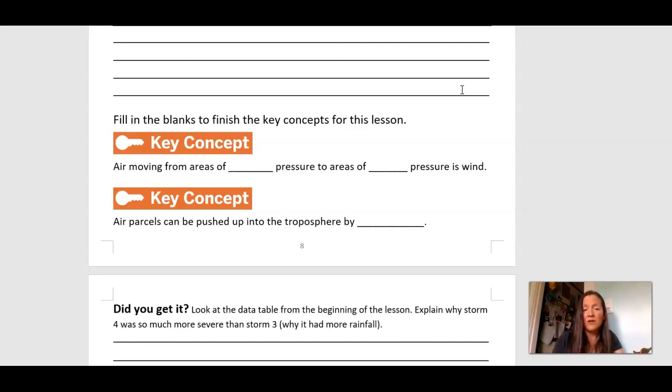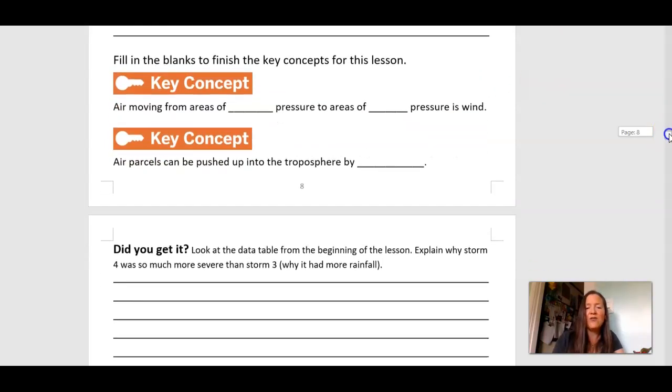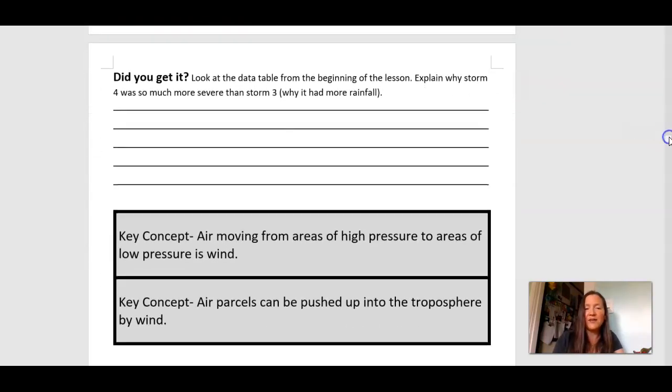The air moving from areas of blank pressure to areas of blank pressure is wind. So you think you can fill in which is high and which is low? And then air parcels can be pushed up into the troposphere by, what are we studying in this lesson? That's the word that's going to go in that blank. So now, check yourself. Did you get it?